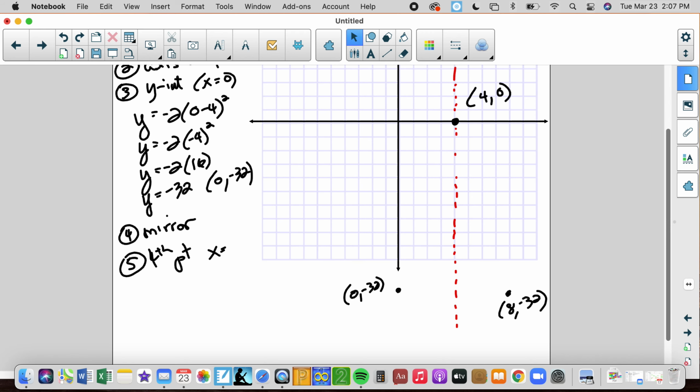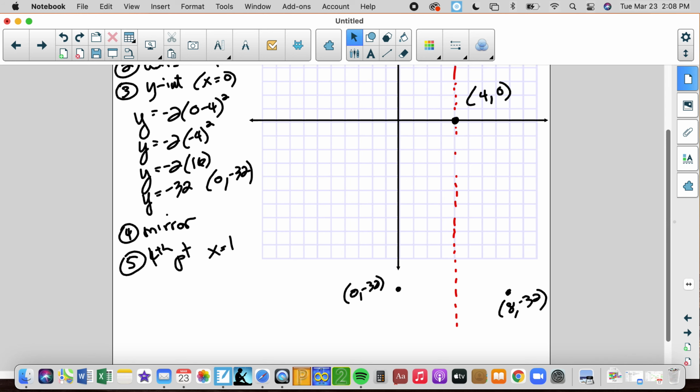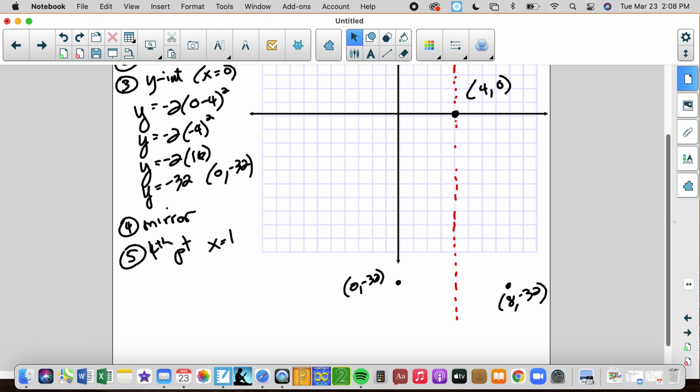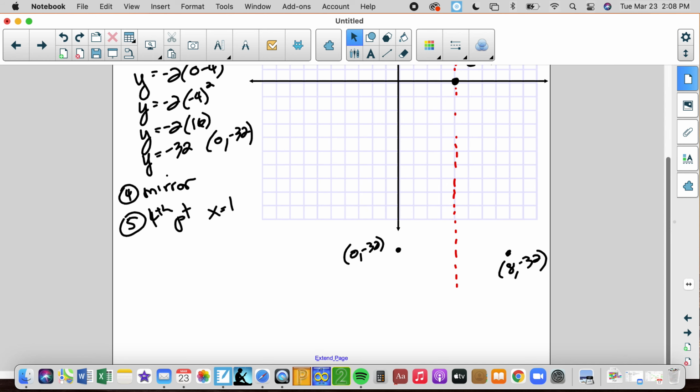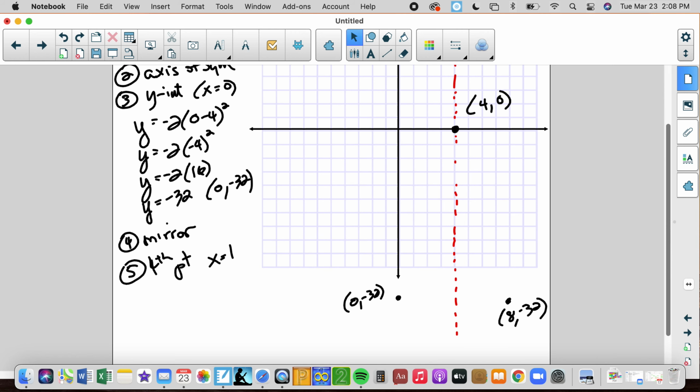I'm not going to pick a number outside of 0 and 8 because that's going to be even further down. So I'm going to pick a number between 0 and 4 or between 4 and 8, preferably between 0 and 4, and I'm going to do maybe 1. Doesn't mean that I'm going to be on the chart. If I wanted to be on the graph 100%, I would pick 3, because I know 3 is going to be closer to my vertex. But I'll pick 1 in this case.